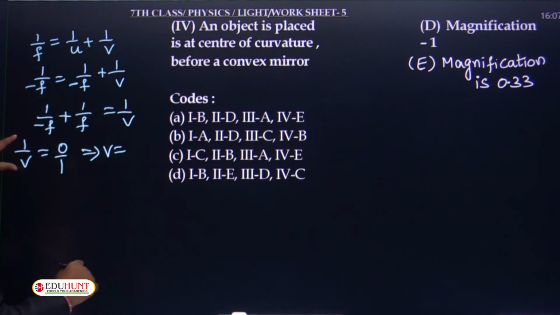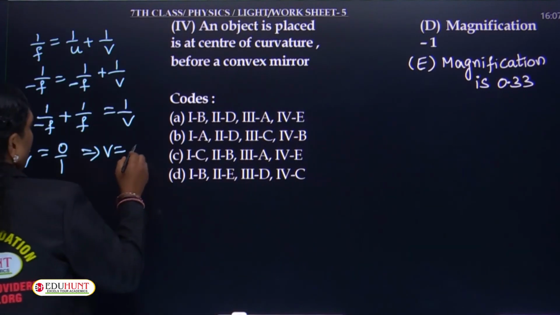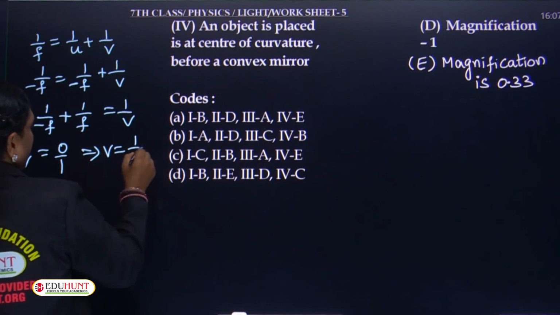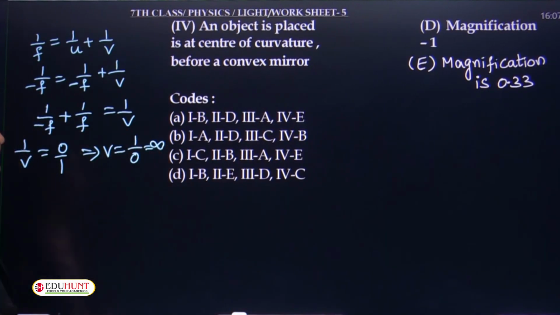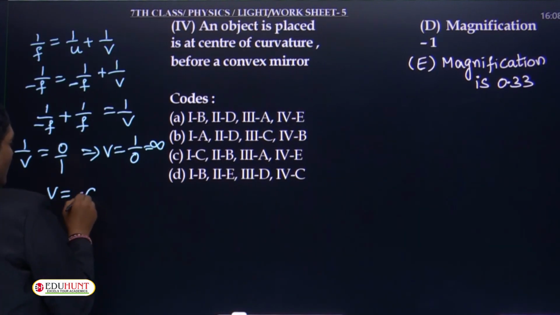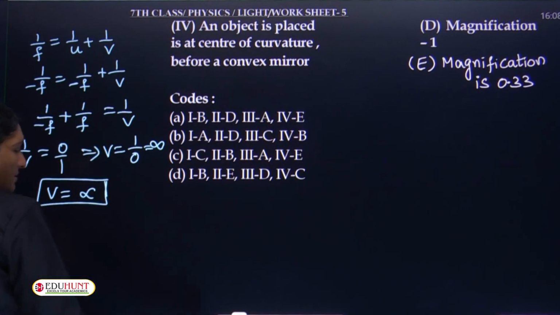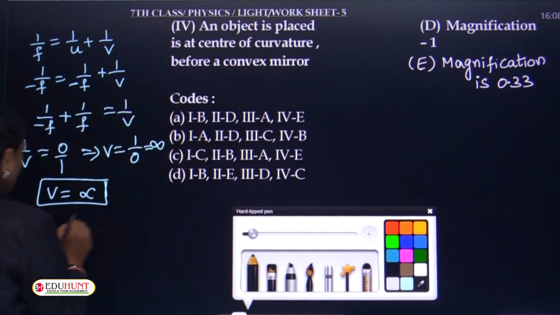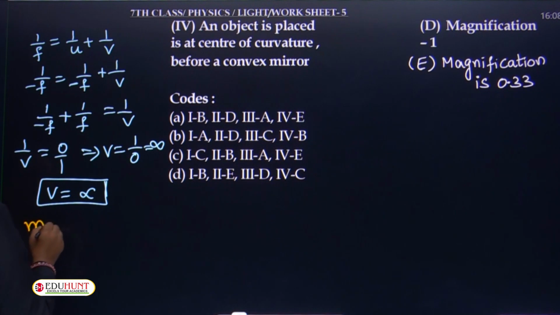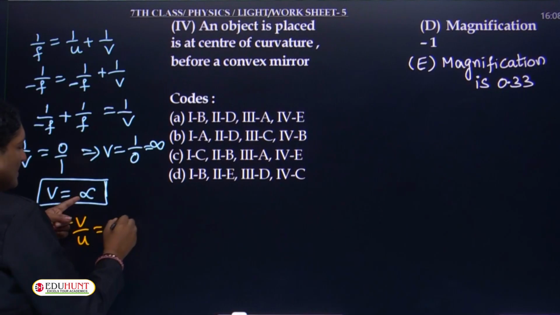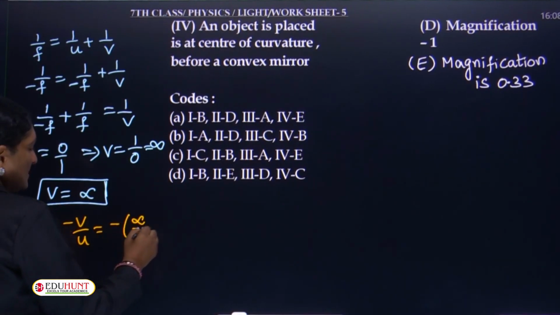So if 1 by v is 0 by 1, then v is equal to the reciprocal of that, and that is nothing but 1 by 0, and this is not determined, infinity, not determined. So clearly we found the value of v as not determined. So finding the value of magnification, minus v by u, instead of v, I must replace it with infinity.